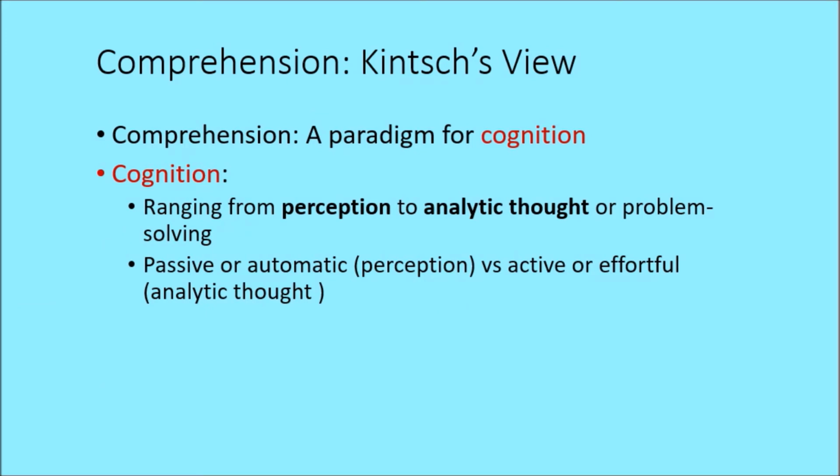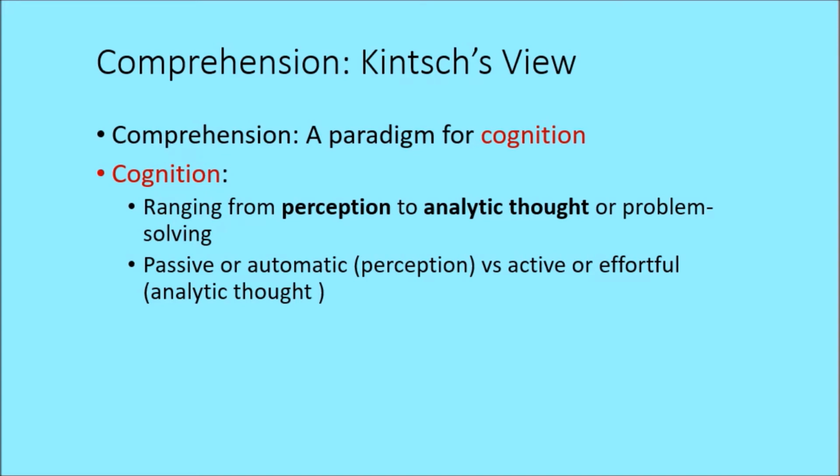Now, Kintsch argues that comprehension should be investigated or grounded within the framework of cognition. Cognition is a two-concept kind of definition. The first type of cognition, I should say, includes perception. Perception, like what I have discussed before, is passive and mostly automatic.